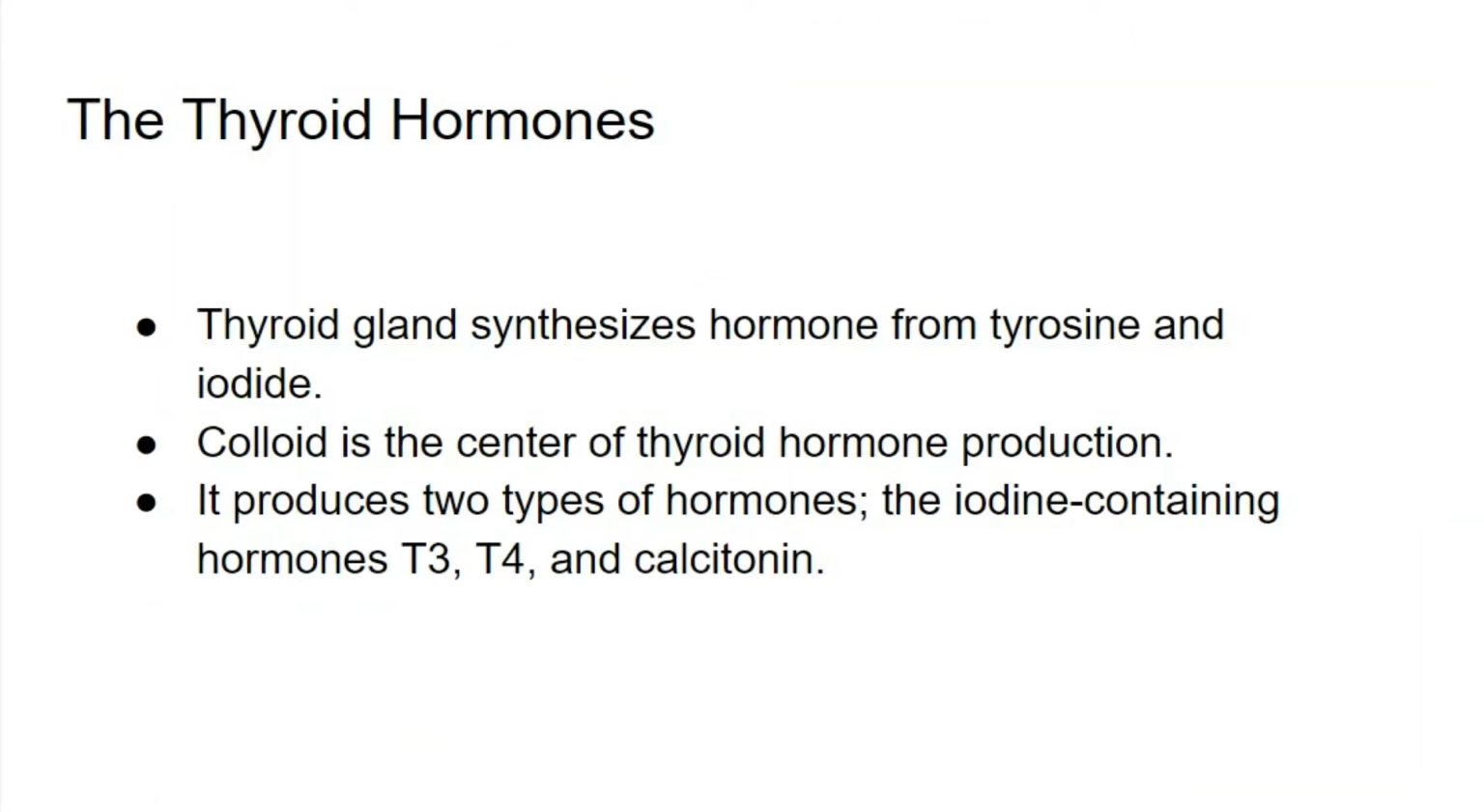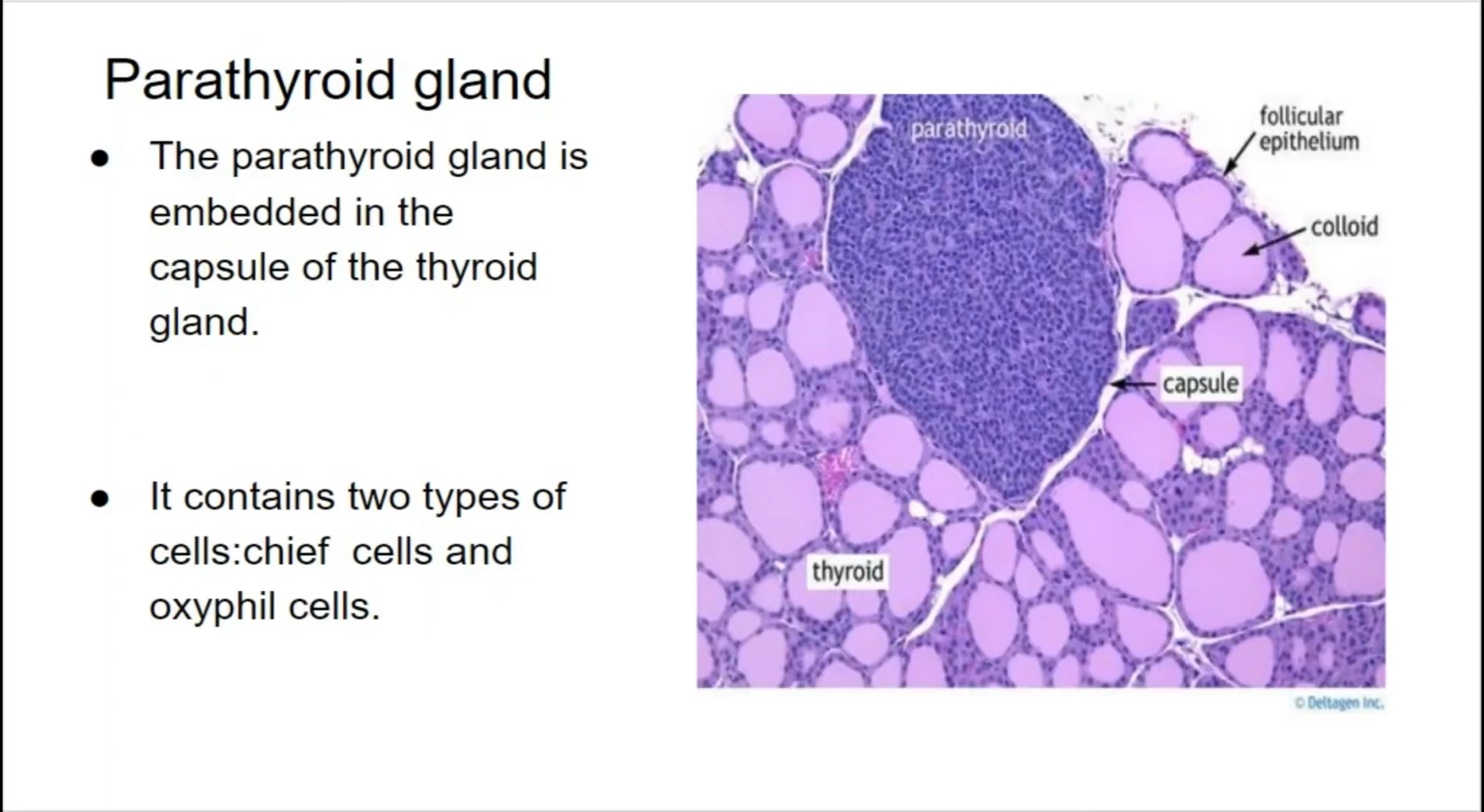The thyroid gland synthesizes hormones from tyrosine and iodine. Colloid is the center of thyroid hormone production. It produces two types of hormones: the iodine-containing hormones T3 and T4, and calcitonin. T3 and T4 are secreted by follicle cells. Calcitonin is secreted by parafollicular cells.